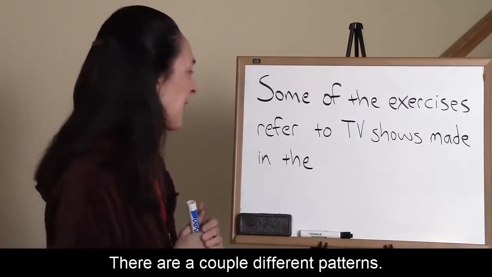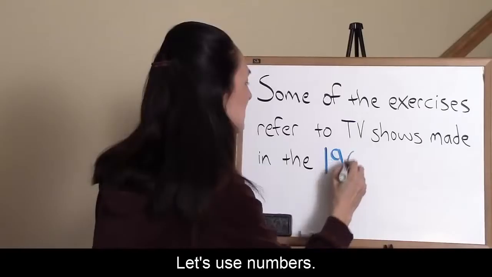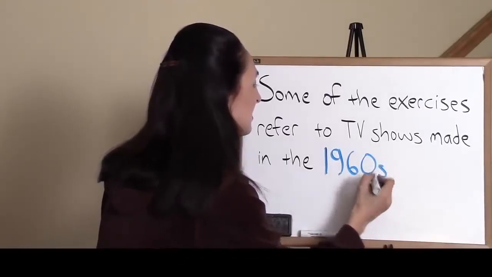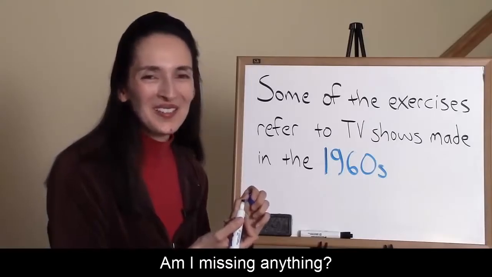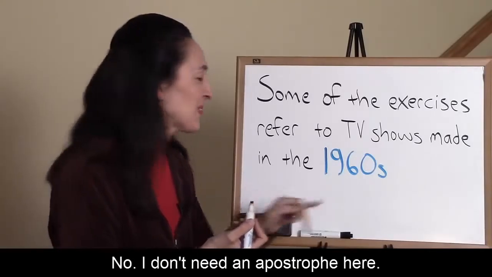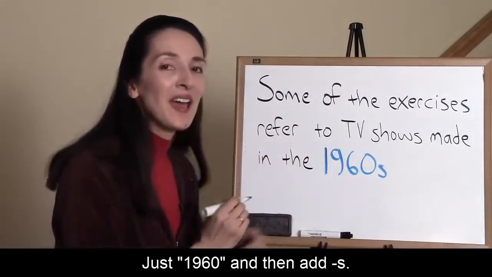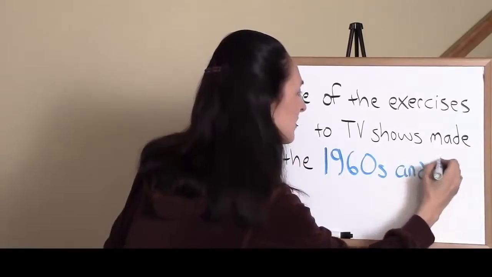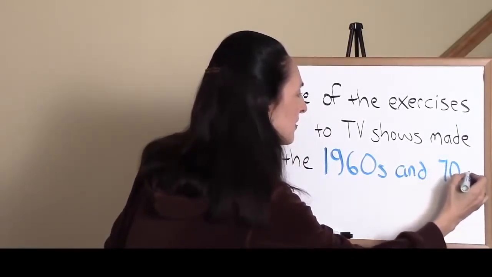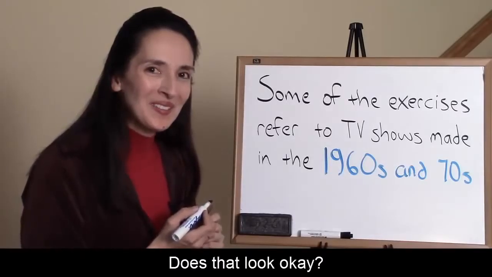There are a couple different patterns. Let's use this one first. Let's use numbers. In the 1960s, does that look good? Am I missing anything? No, I don't need an apostrophe here. Just 1960 and then add S. 1960s and 70s. Does that look okay?